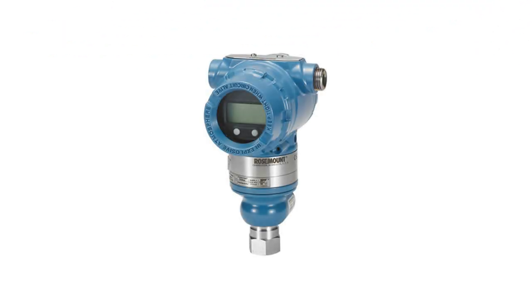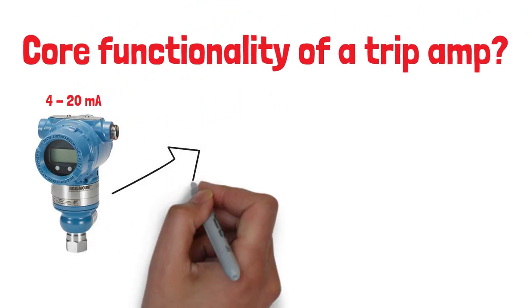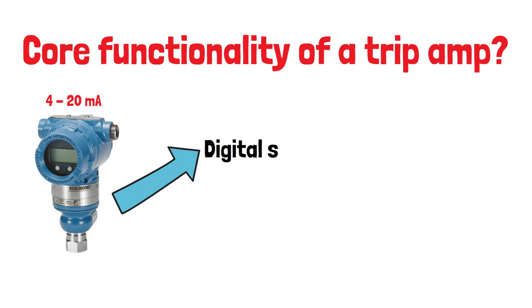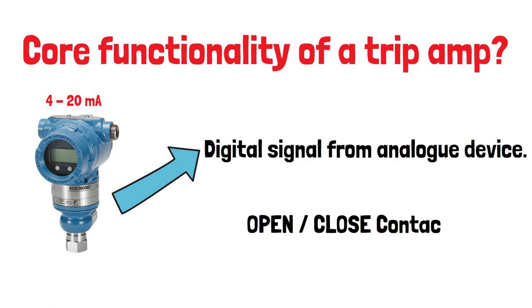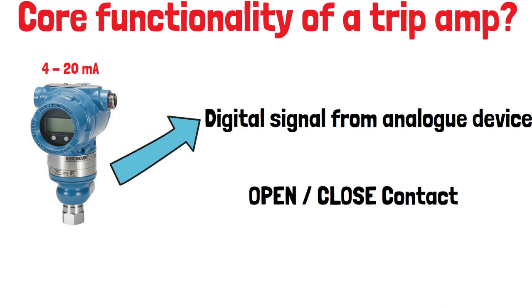The core functionality of trip amps is to take an analogue signal, such as 4 to 20 milliamps or 1 to 5 volts from a field instrument, and activate one or more digital signals, usually in the form of a contact, when that analogue signal crosses a pre-configured set point.